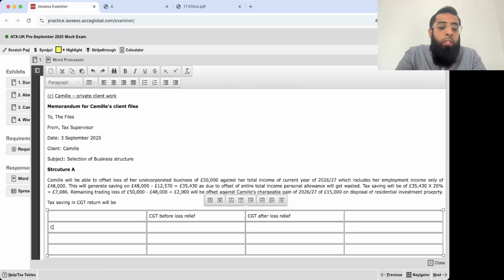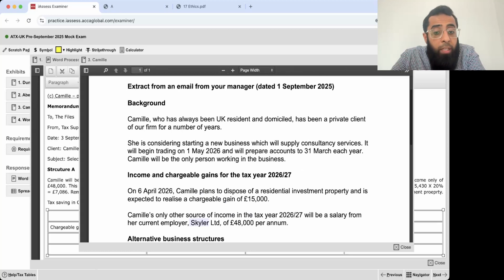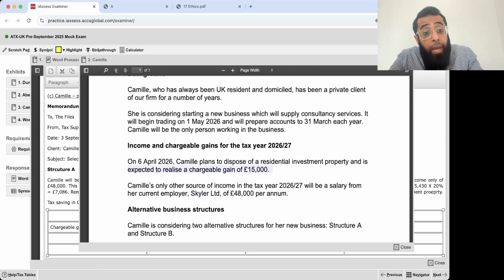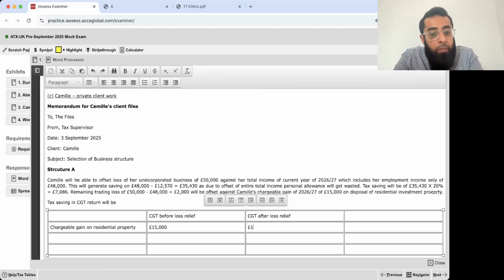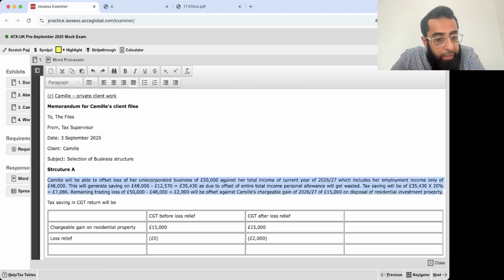Now, chargeable gain on residential property. This chargeable gain was 15,000 pounds. I will repeat each and everything again, but you need to listen to me. This remains the same in both situations. Now, loss relief. Here I am not doing any loss relief because this is before loss relief. And here I am claiming the loss relief of 2,000 pounds. This is the loss relief which we are offsetting.